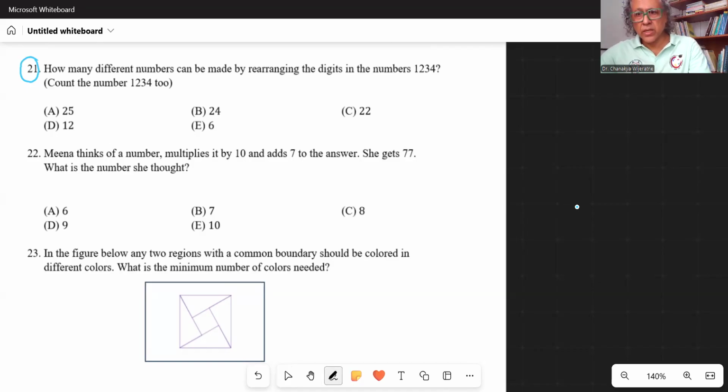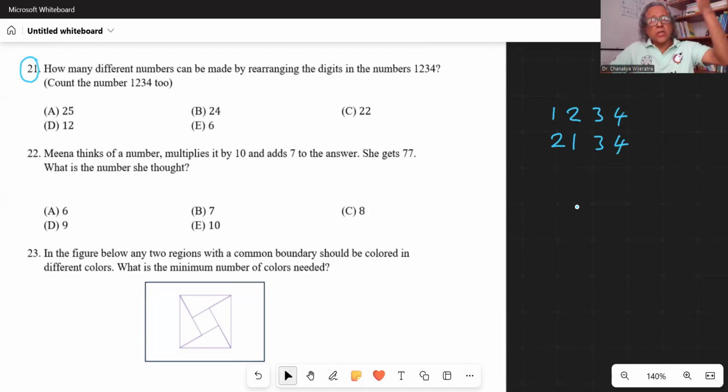For example, so this is 1234. And if you interchange the thousands digit and the hundreds digit, you get 2134. So that is a new number. So likewise, how many different numbers can you make? That's the question, right?